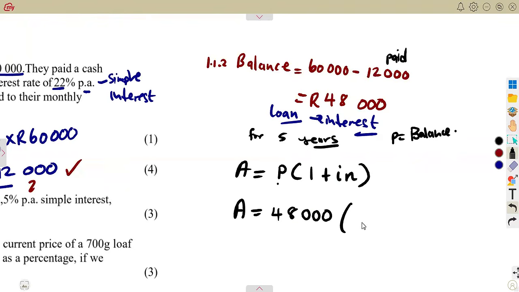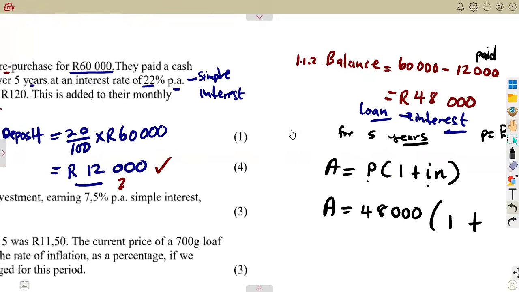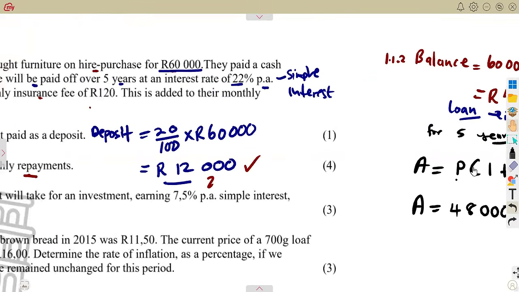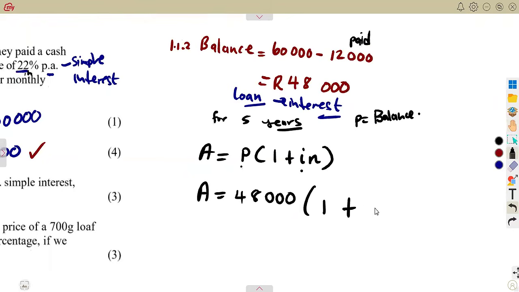Then to the interest now, that's 1 plus the interest rate we are given. This is 22%. So remember, you're supposed to divide by 100, which will be 0.22, times the number of years, which is 5 years. So this is affecting for how many years? For 5 years. So that's a product. In this case, you add 1, then you multiply everything by 48,000.